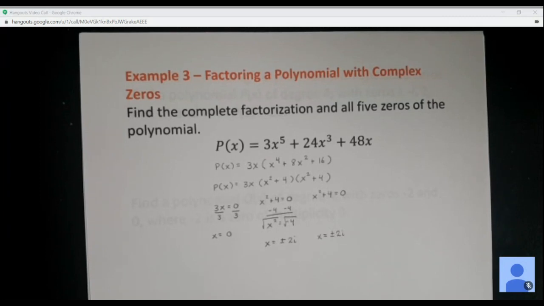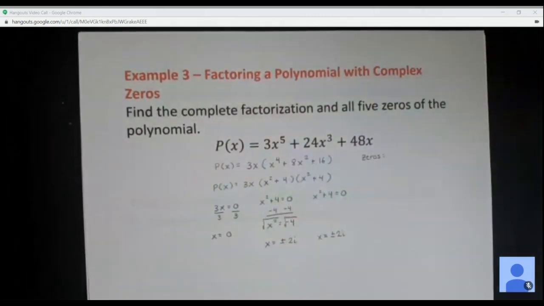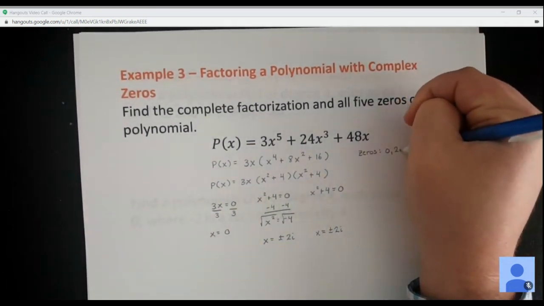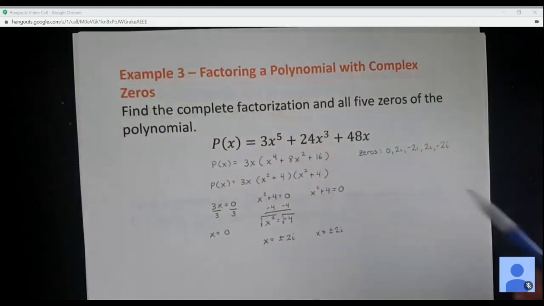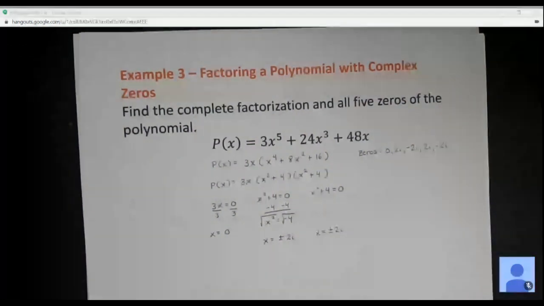Okay, so now we've got 0, plus or minus 2i, and then plus or minus 2i again. So if I want to just list out all of my zeros for this one, what's that list going to look like? Good. So we have 0, 2i, negative 2i, and then we have another 2i and another negative 2i. So notice here, 1, 2, 3, 4, 5 total zeros, even though some of them are twice, right? When we list them out, you're actually going to have 5 total.